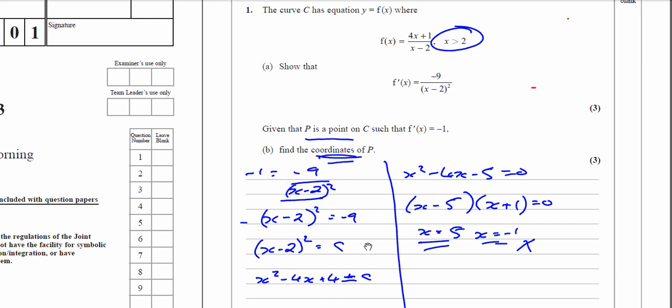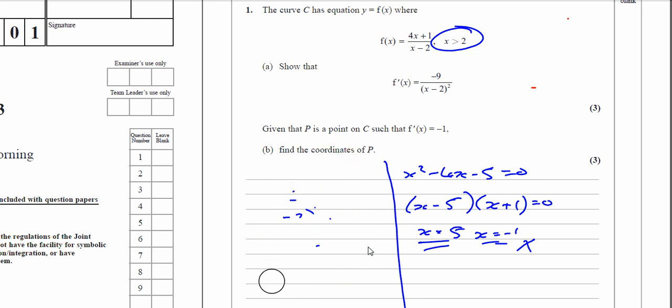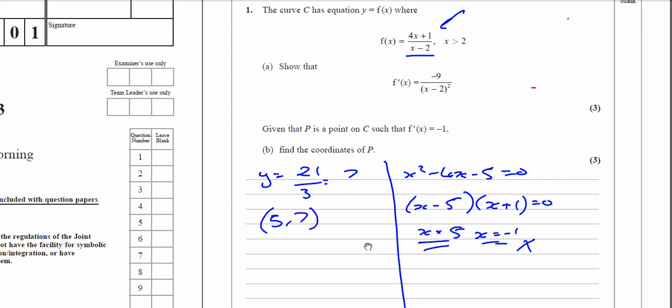But it says find the coordinates. Now when it says find the coordinates, it means that we need the y coordinate as well. So what we've now got to do, and it's easy to get this mark, is put the x coordinate into the original function. So stick x into the top function there, and that's going to be 4 lots of 5 plus 1, so y equals 21 over, and then x minus 2, 3, therefore y equals 7, so the coordinates are 5, 7. And well done if you are now handy with differentiation.